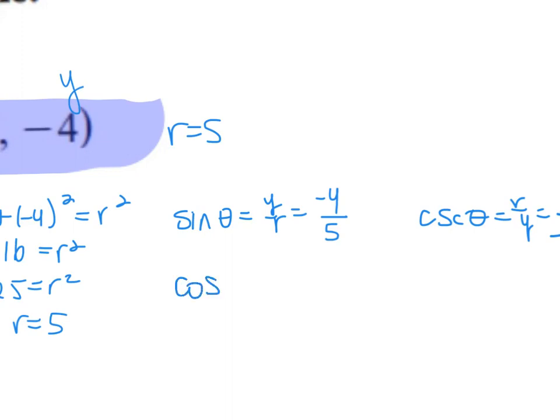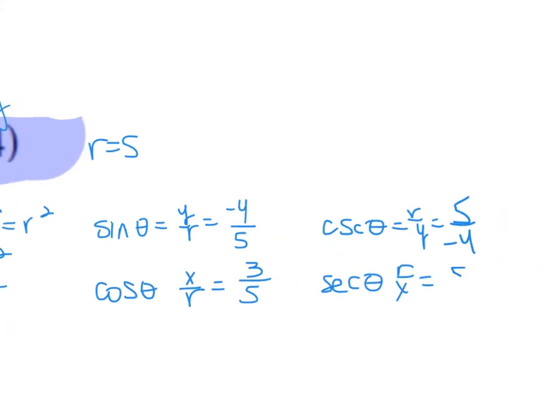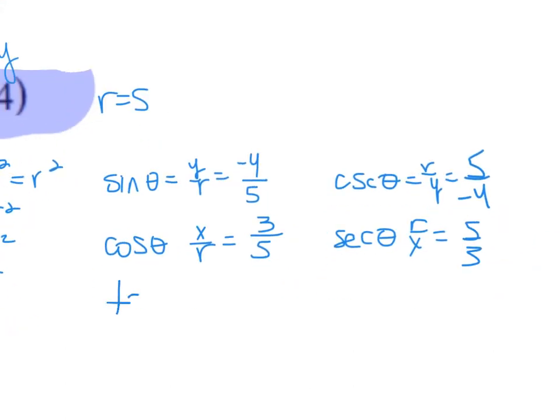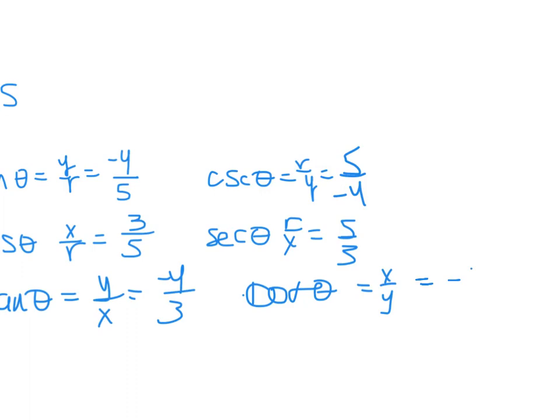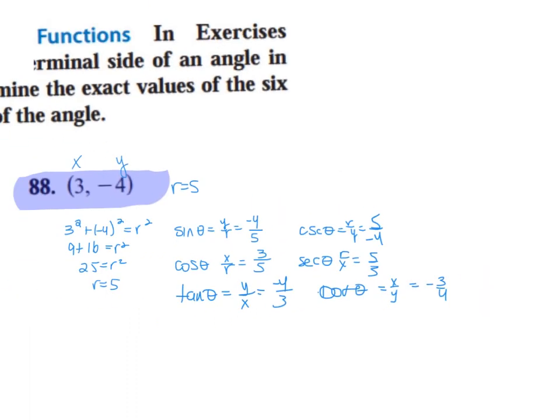Cosine of theta is x over r, which is 3 over 5. So then my secant of theta is r over x, which is 5 over 3. Tangent of theta, y over x, negative 4 over 3. So my cotangent of theta is x over y, which is 3 over negative 4. Perfect. You guys are good at this.